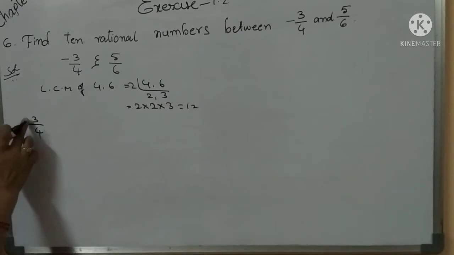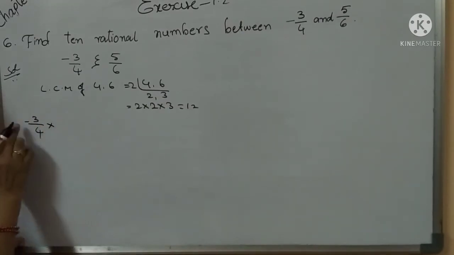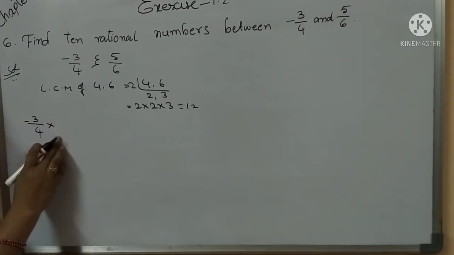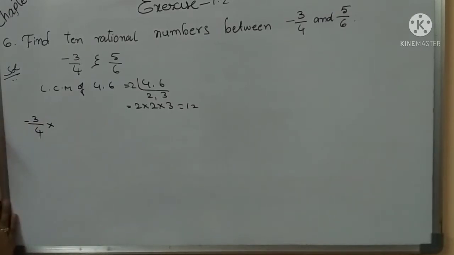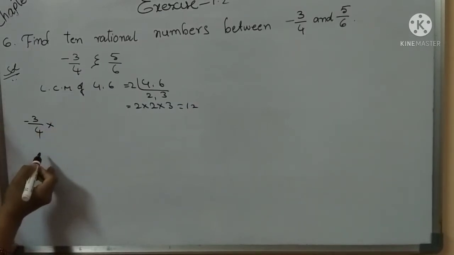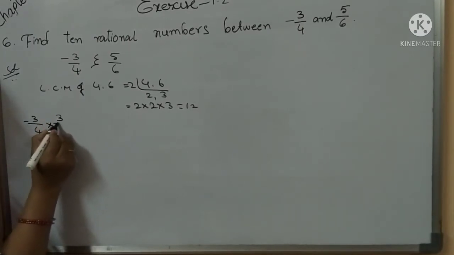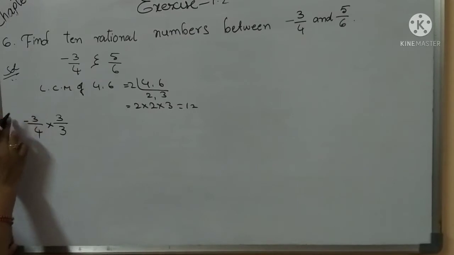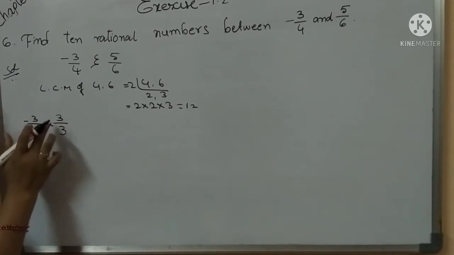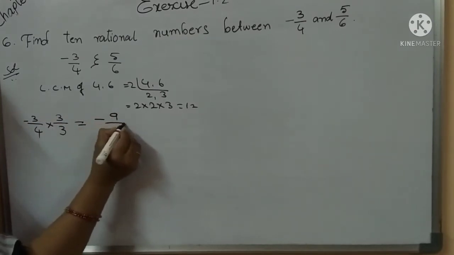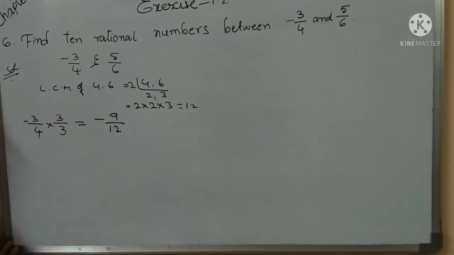First 2 table: 2 3s are 6 and 2 4s are 8, but the denominator is not 12. So next 3 table: 3 3s are 9, 3 4s are 12. So we multiply the rational number by 3 by 3, numerator and denominator by the same number. So minus 3 3s are 9 by 4 3s are 12. Minus 3 3s are 9 by 3 4s are 12.